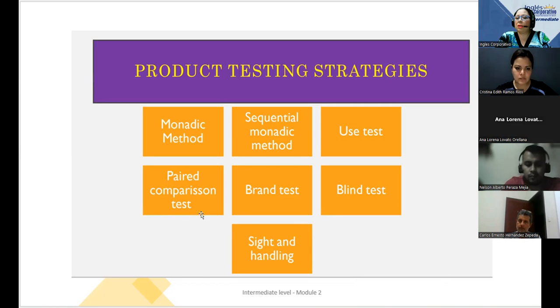What about the paired comparison test? What do you think about the paired comparison test? Who can explain to me what this is? What is the paired comparison test?